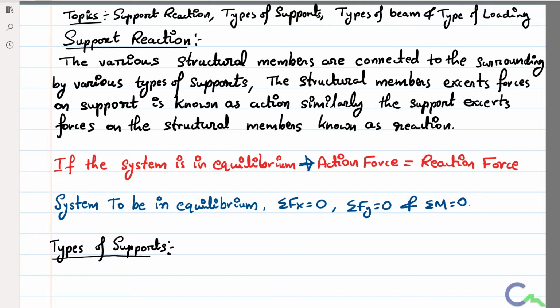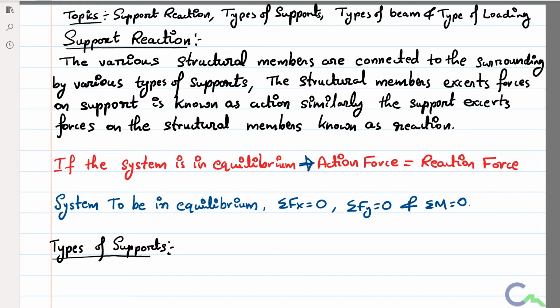The various structural members are connected to the surroundings by various types of support. The force the structural members exert on supports is known as action. Similarly, the force the support exerts on the structural members is known as reaction. So whatever the load we are discussing in the structure, may be self-weight of the structure or live load, that should be transferred ultimately into the foundation.